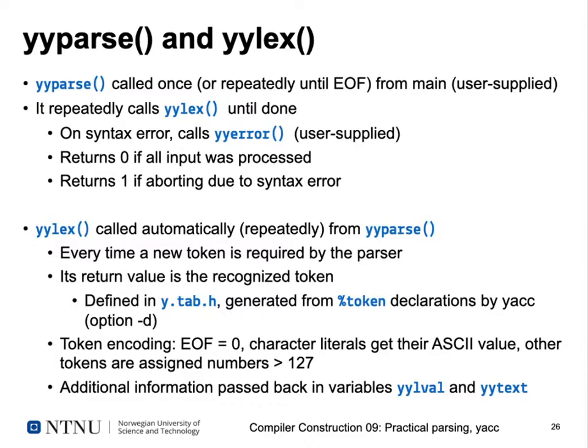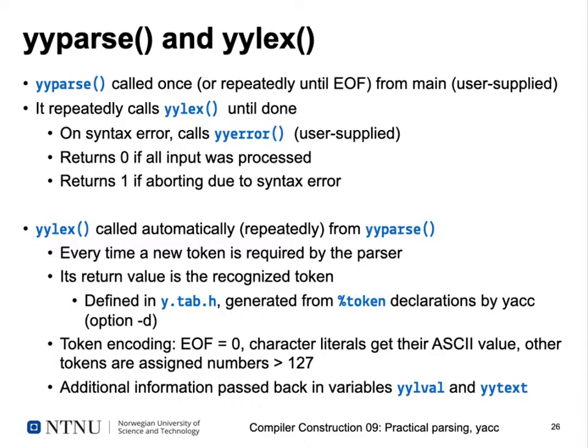So as you see, yyparse is called once, or you can also call it repeatedly until the end of file from main, and that's a user-supplied function, and yyparse itself then calls yylex repeatedly until done. If there is a syntax error, then it calls yyerror, which you also have to supply, and the function returns 0 if all input was processed, and it returns 1 if there was some syntax error in the input, so the parser has to abort.